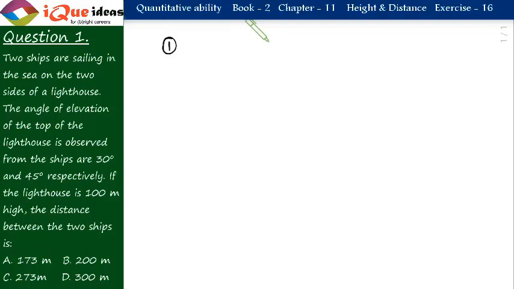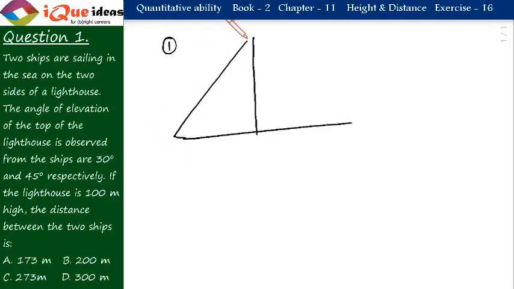So let's draw the diagram like this. This is the lighthouse. These are the two sides. One ship is coming from this side, and one ship is coming from this side. On one side the angle is 30 degrees and on the other side the angle is 45 degrees. Usually the lighthouse stands on the ground at an angle of 90 degrees, so we have two right angle triangles. Let's call AB the lighthouse, C one ship, D the other ship.